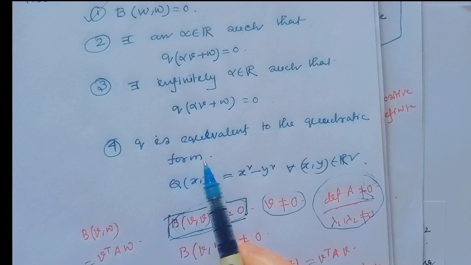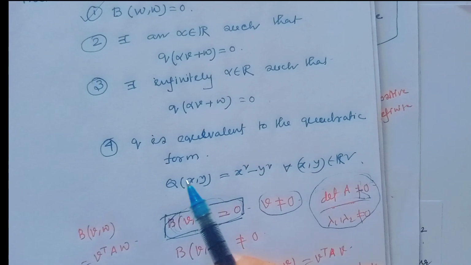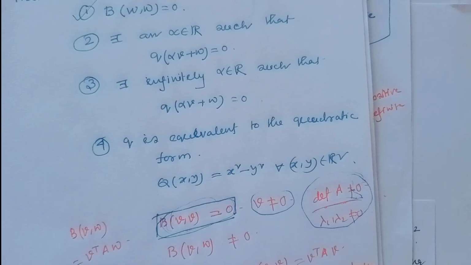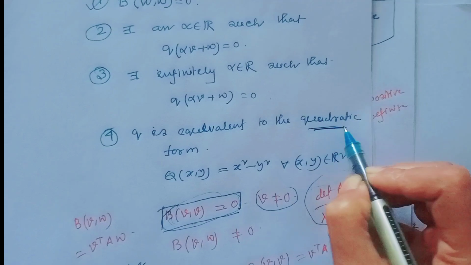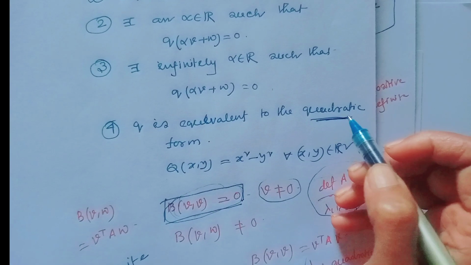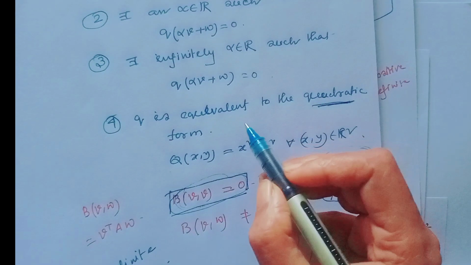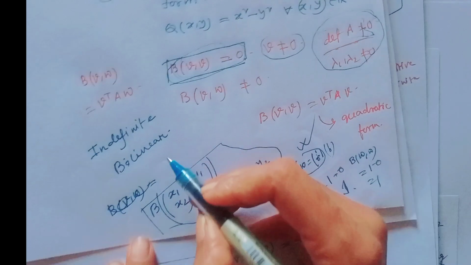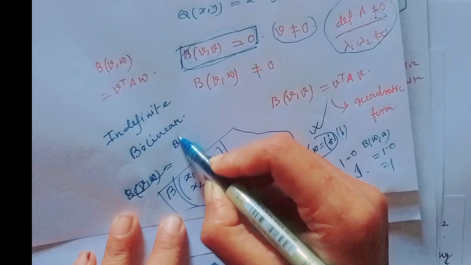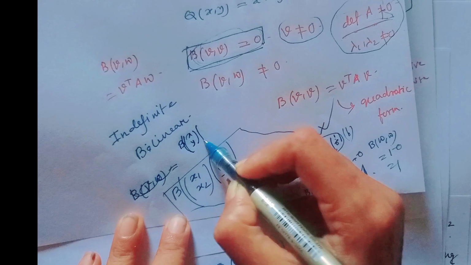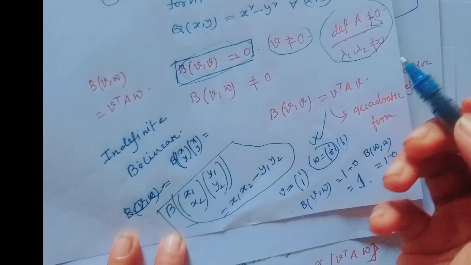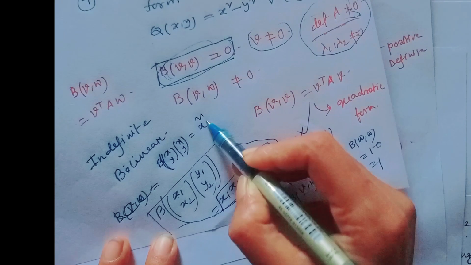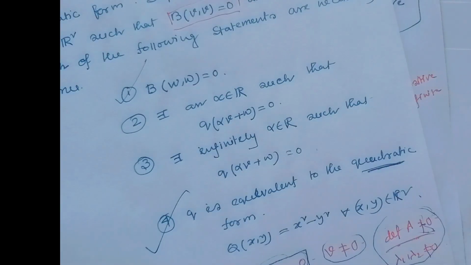Next, notice option 4. Q is equivalent to the quadratic form q(x, y) equal to x square minus y square for all x, y. Notice this is the quadratic form. Quadratic form means here, if this is the vector (x, y), then this would be b of it with itself, and since I have given the standard indefinite form, this value would be x square minus y square. So option 4 is also a right option.